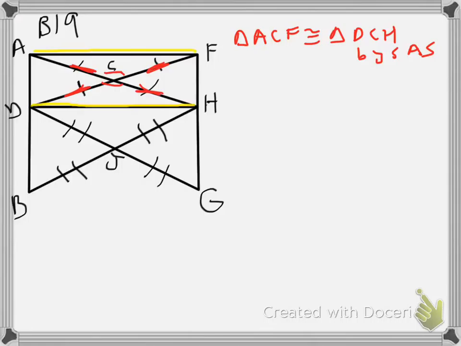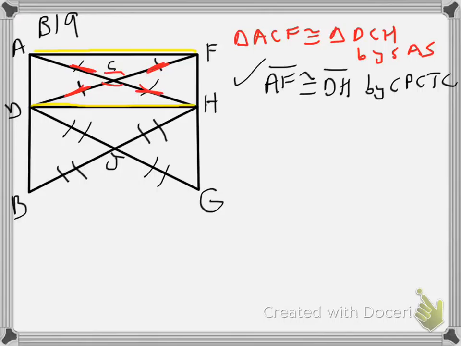And when you do that, that means now you can say it actually is true that AF is congruent to DH by corresponding parts on congruent triangles are congruent. So the yellow pieces match up here. Okay, so we've got that going on there. So that was true.